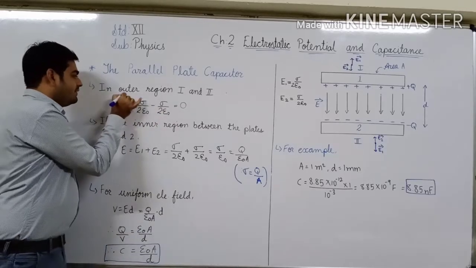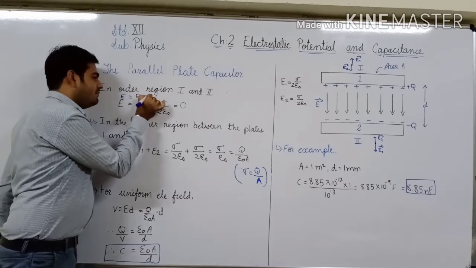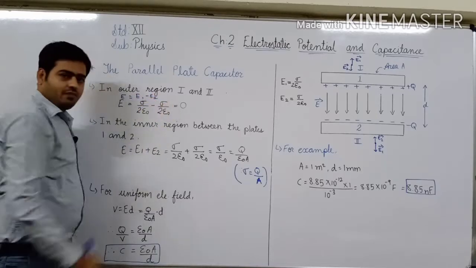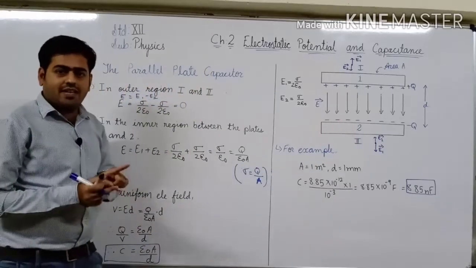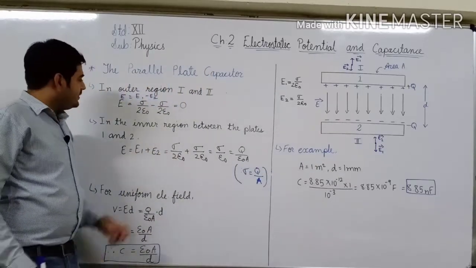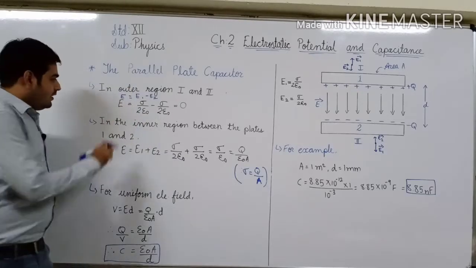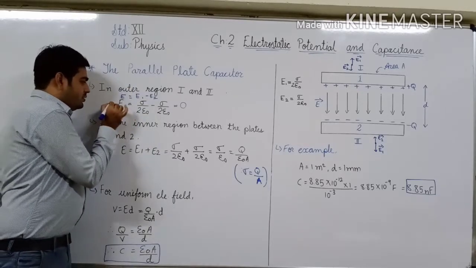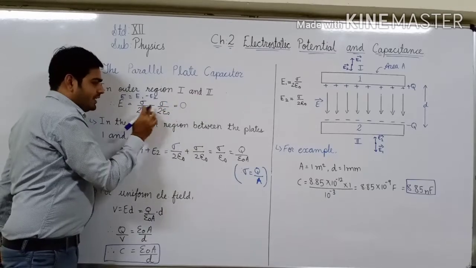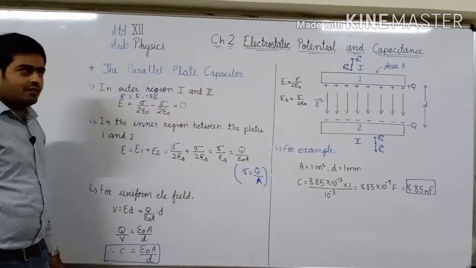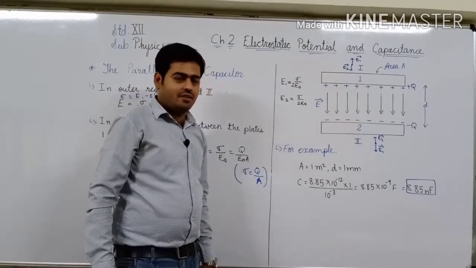Net electric field is E1 minus E2, because in regions 1 and 2 both the electric fields are in opposite directions. Therefore the total electric field in regions 1 and 2 is nothing but 0. There isn't any electric field outside the capacitor.